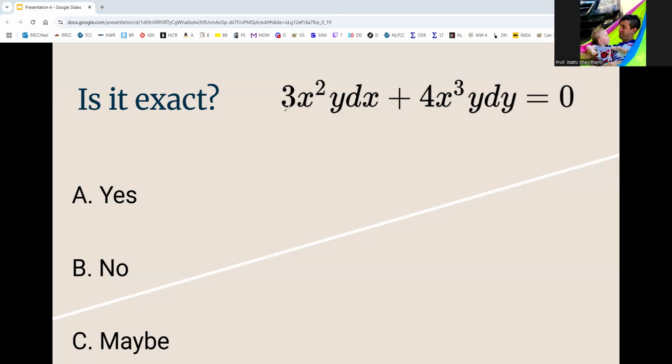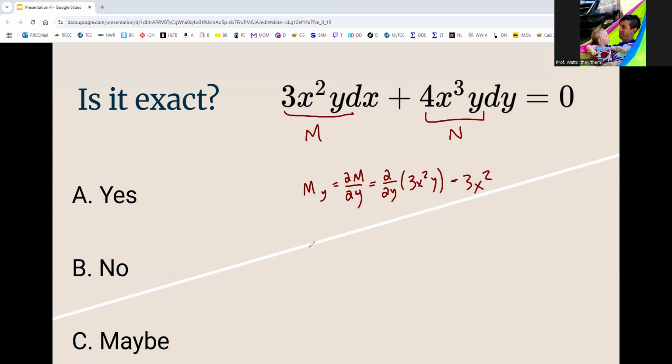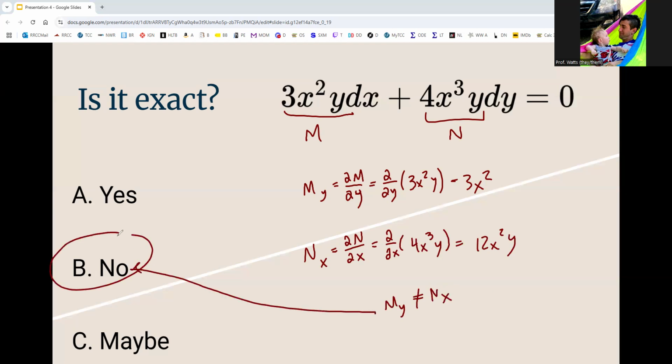If you need some more time, go ahead and pause the video. So the partial derivative of m with respect to y would be the partial derivative of 3x squared y with respect to y, which is 3x squared. The partial derivative of n with respect to x would be 12x squared y. So m_y is not equal to n_x, and so the answer is no, it is not exact.